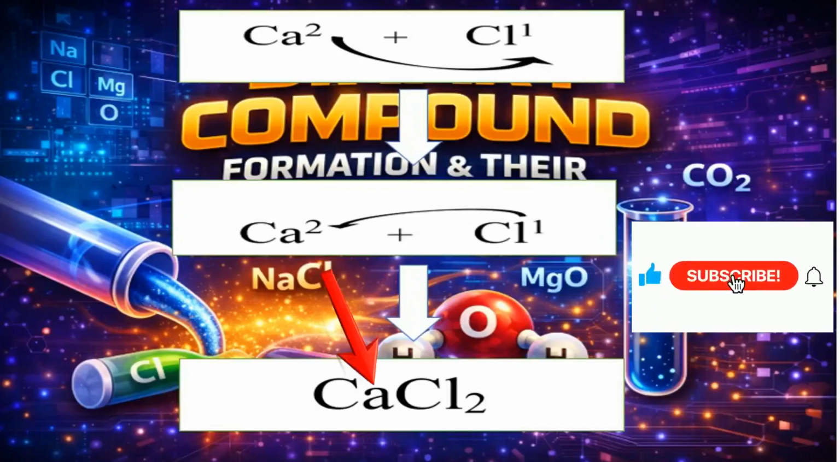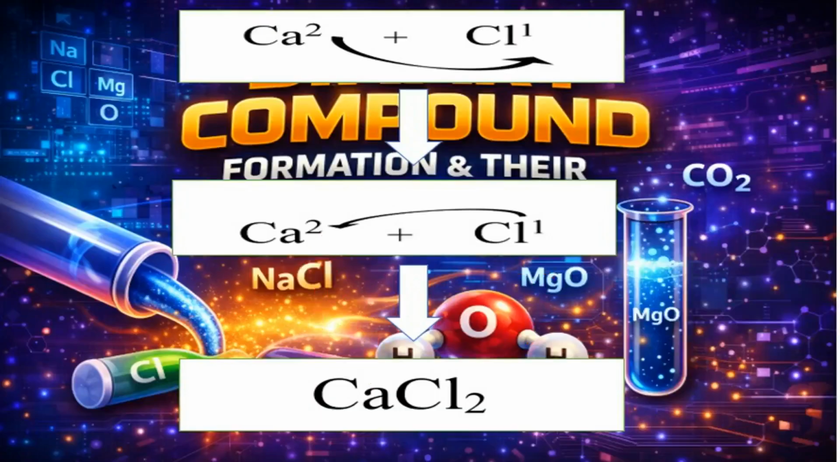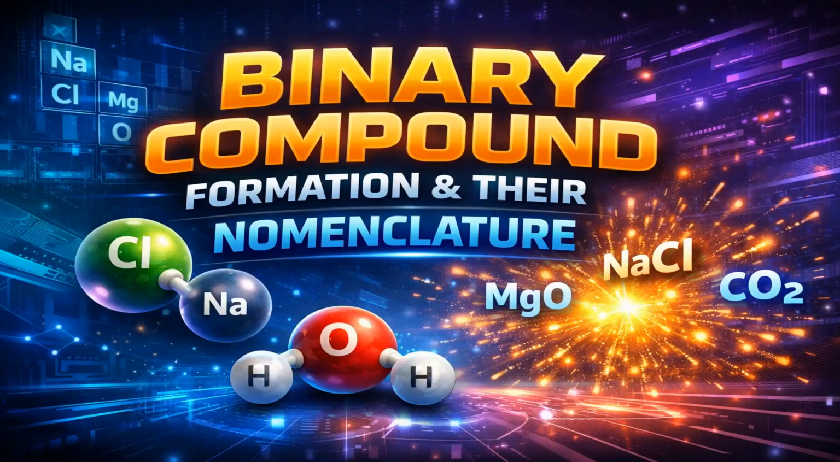However, after exchanging their superscripts, if both numbers can be broken down or simplified by a common factor, simplify them. After this, you have a correct chemical formula of a binary ionic compound. Let's see some examples of two elements joining to form binary compound in their correct formula.